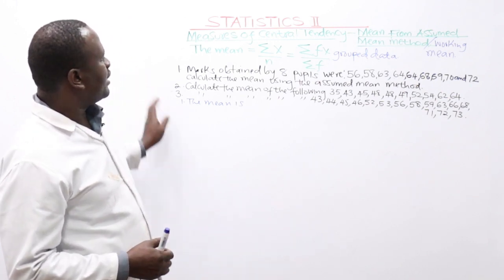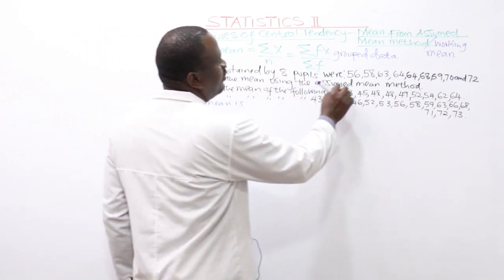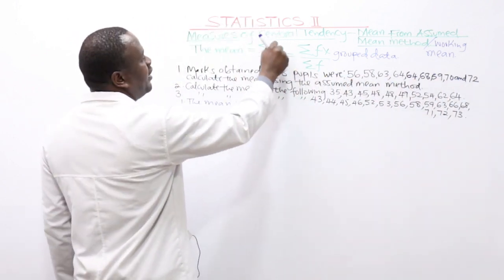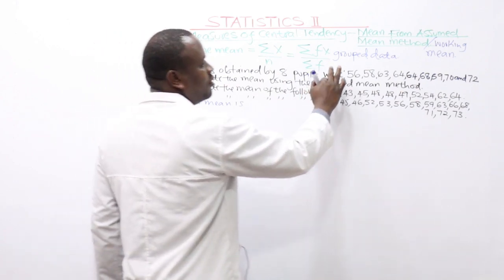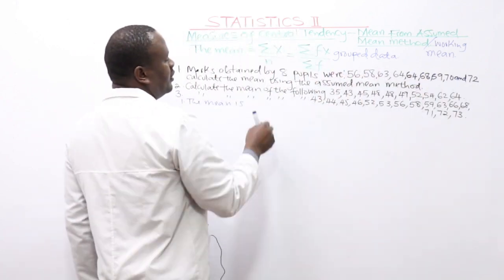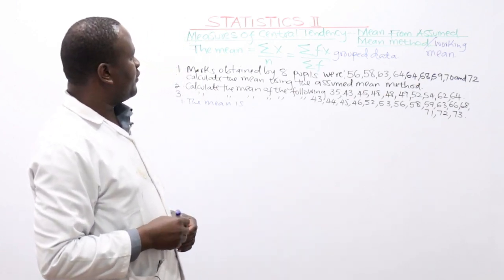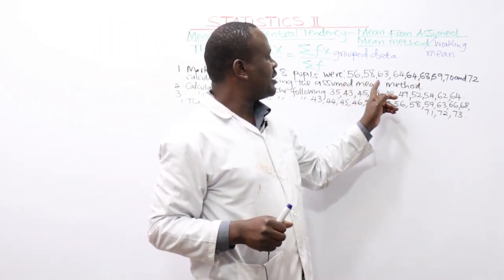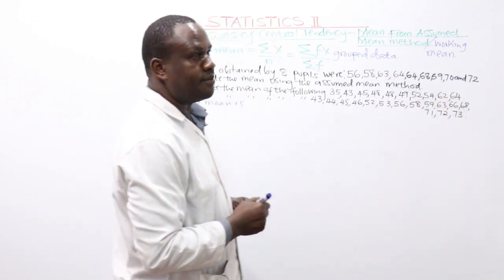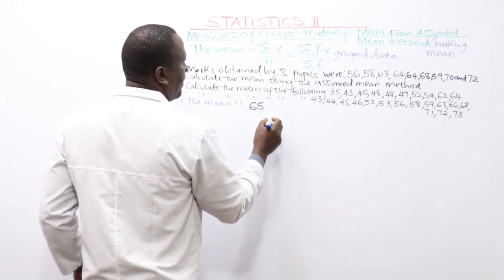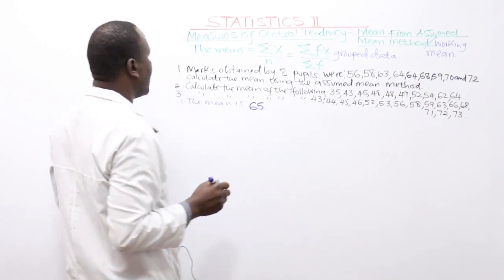So the mean can be calculated by just summing all these values. This is what we mean by summation of x. We sum all these values and divide by the number. So if we do that, for example, we will get the mean is 65 marks for number one.